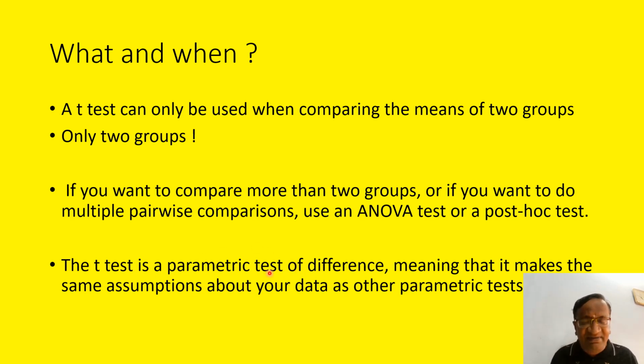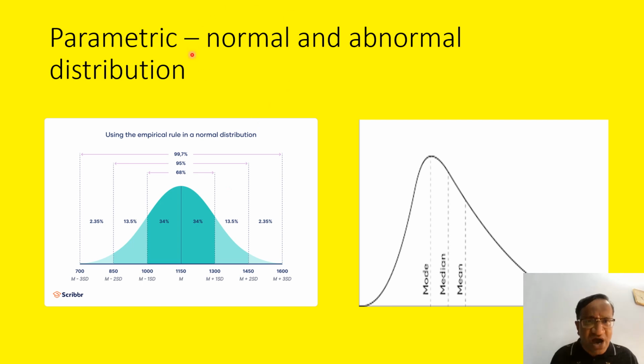The t-test is a parametric test of difference, meaning that it makes the same assumptions about your data as other parametric tests. You know what parametric data is? Means are parametric data. Non-parametric data is ranking, or whether you have nausea or vomiting or not. Parametric data means a pain score of 4.2 plus or minus 0.6 compared to 5.6 plus or minus 1. So the t-test is used for parametric data, and it should have a normal distribution.